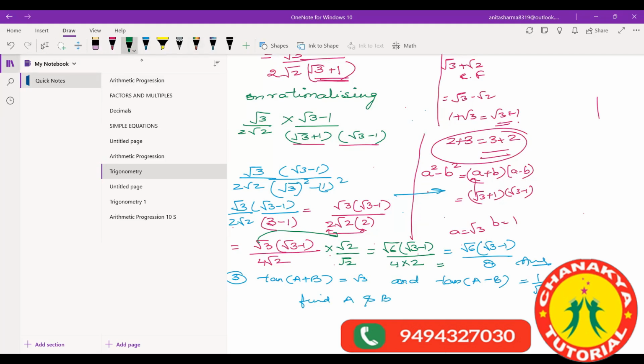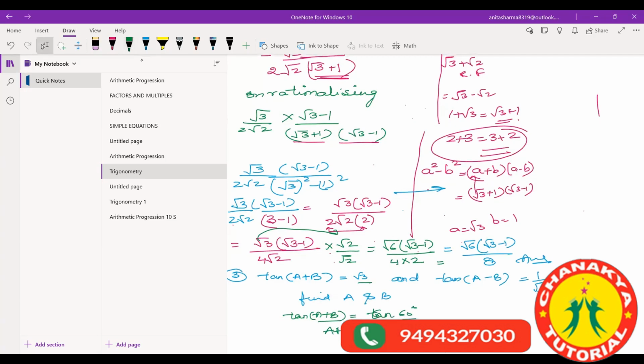Children, check your table and tell me at which angle the value of tan is root 3. 60 degrees. So you will write here tan 60. Now compare them. Now A plus B, compare their angles. Then A plus B will be equal to 60 degrees. This is your first equation. Got it?